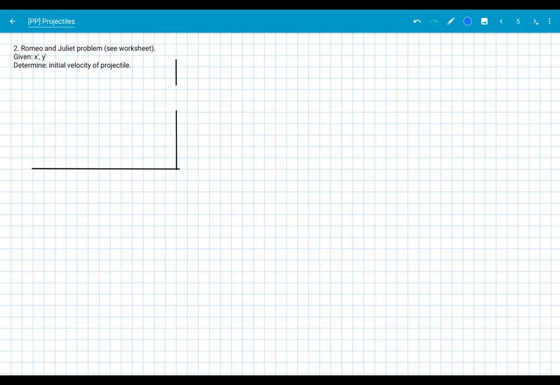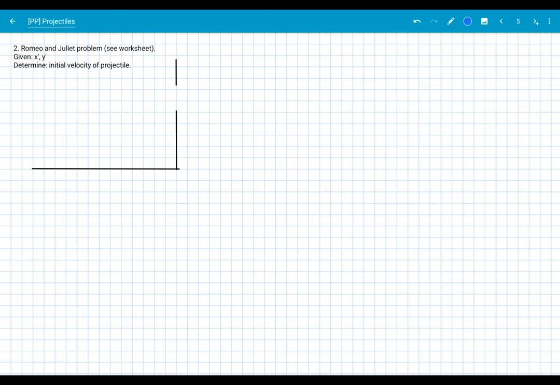Okay, let's move on to the Romeo and Juliet problem. This one's again pretty wordy, so I'll leave that to you to look at on your worksheet. But I'll also describe what happens here. So we're given this situation where there's a projectile that is launched, and I'll just kind of draw it in.